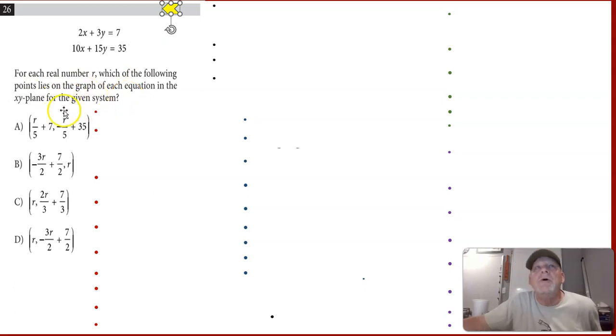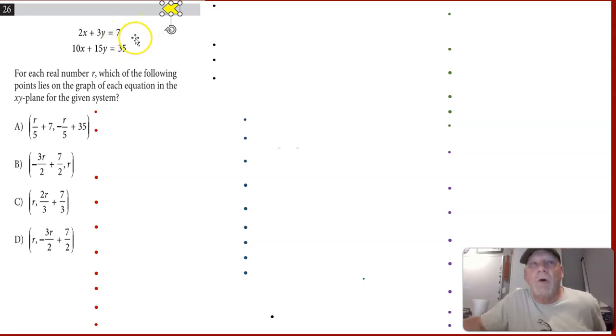So it gives you an x and a y coordinate in terms of r, and then sometimes there are fractions and numbers involved. So in A, you would substitute the x of r over 5 plus 7, the y of negative r over 5 plus 35, and when you substitute it in the equation, if the two sides are equal, and it's what's called an identity, it means that it's on that line. And then you could do it to the second one.